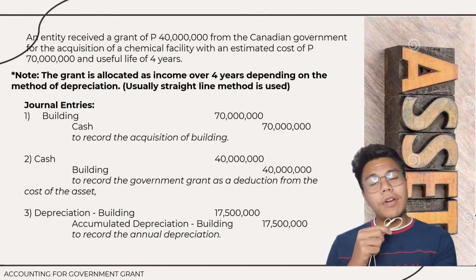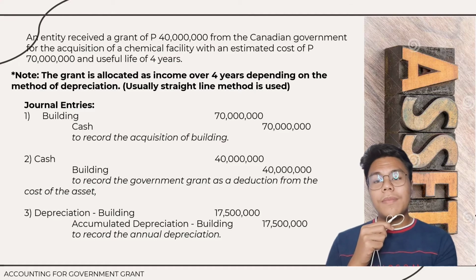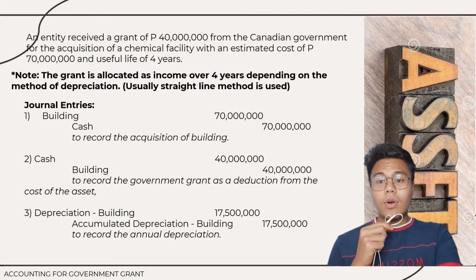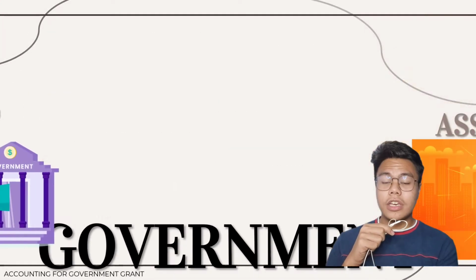And then lastly, we would recognize the depreciation of the building. So that is inevitable. We should do that always to our principal. So we debit depreciation building, credit accumulated depreciation building, and that gives us an amount of 17 million pesos 500 pesos. I hope that is clear to you.